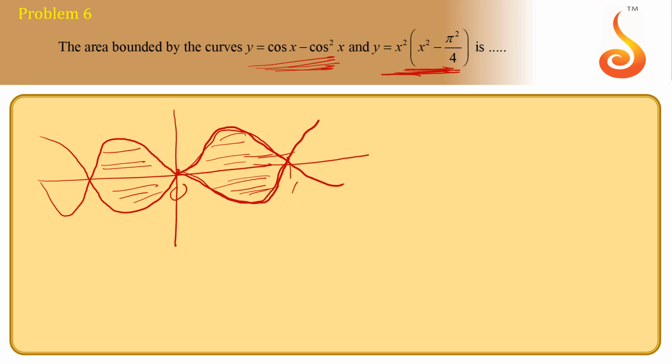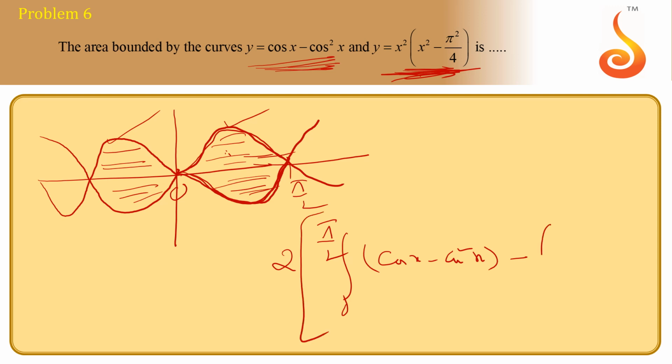So from 0 to pi by 2, and since this region and this region are symmetric, I can go for 2 times. So the required area will be 2 times integral from 0 to pi by 2. So what is the upper curve? The upper curve is cos x minus cos square x dx. Now this lower curve is the second graph, but it is below, no? So I'll take minus the integral of the same, 0 to pi by 2, x square into x square minus pi square by 4 dx. I'll get the required area.